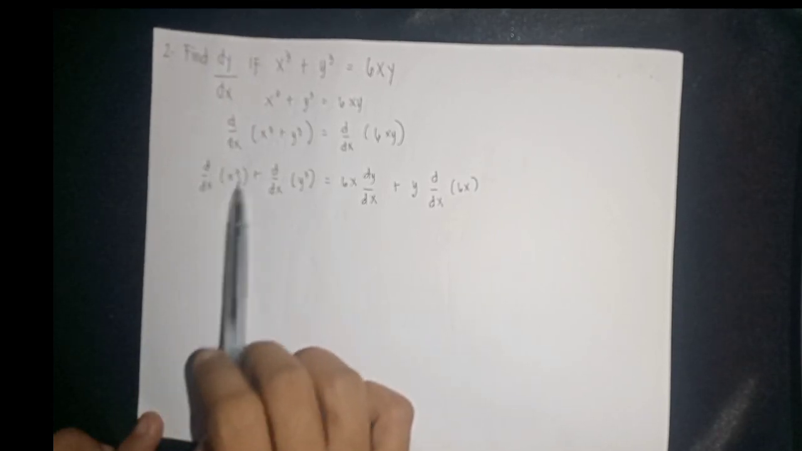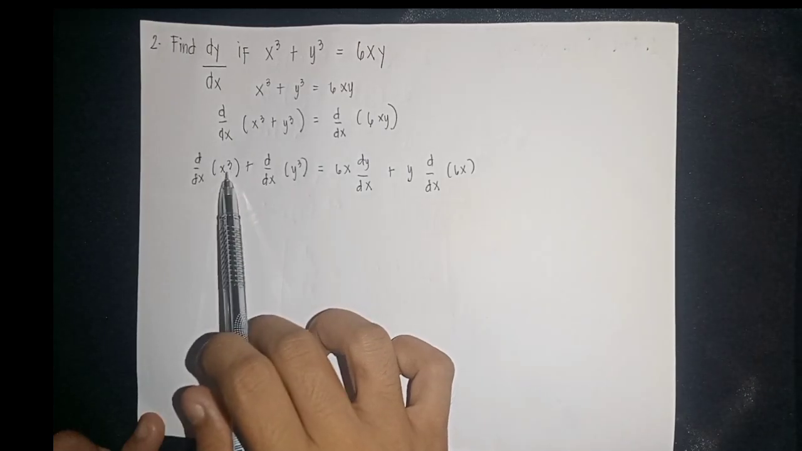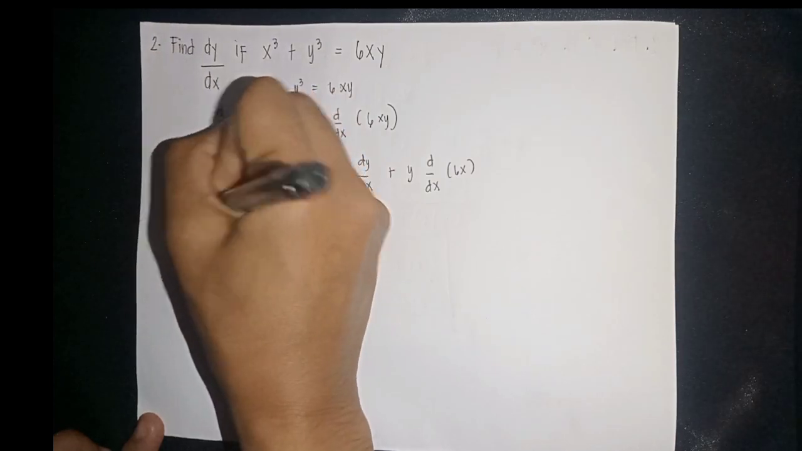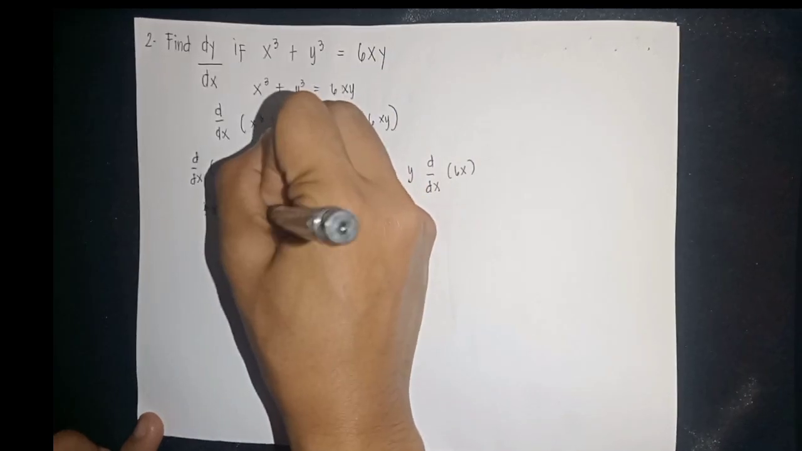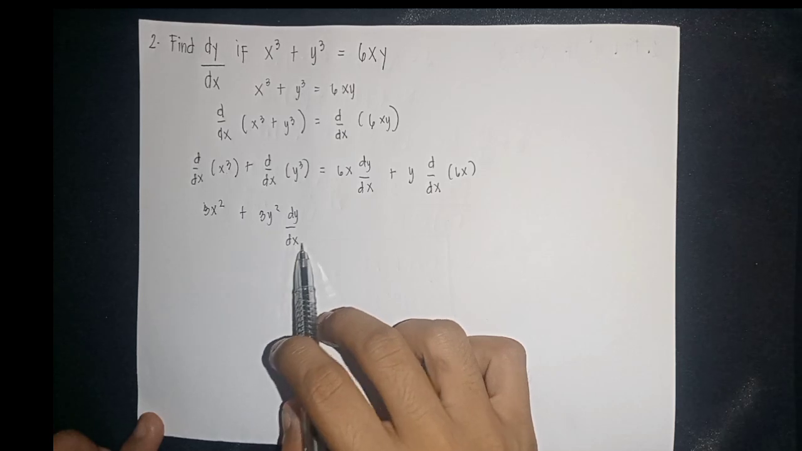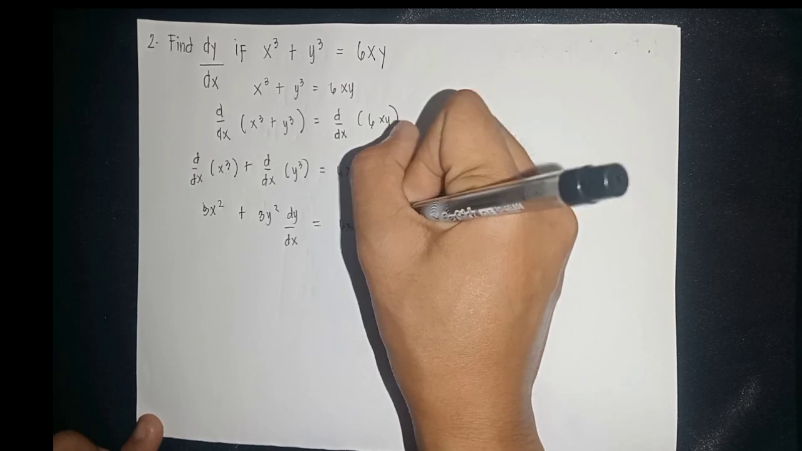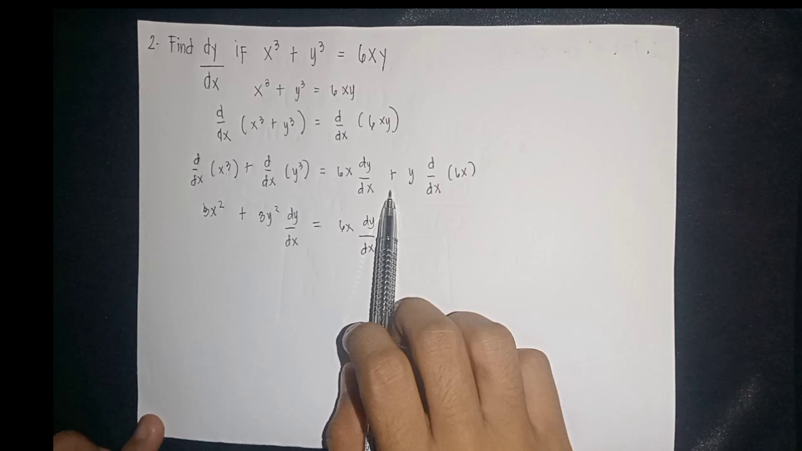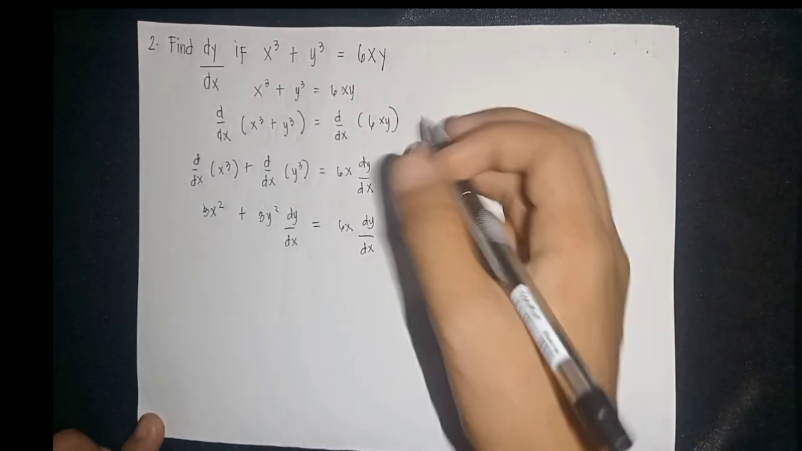We can notice that the 6x is multiplied by 6y, and then after this we need to differentiate x cubed. The derivative of x cubed is definitely 3x squared. Then the derivative of y cubed is definitely 3y squared, multiplied with the derivative of y with respect to x, equal to the derivative of 6x with respect to x plus 6y.